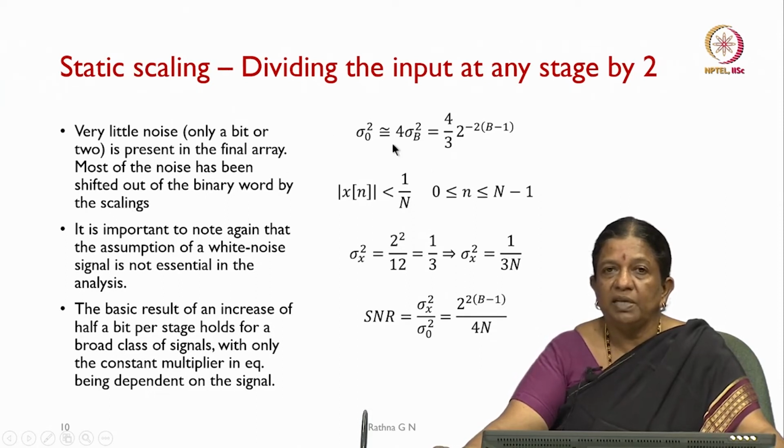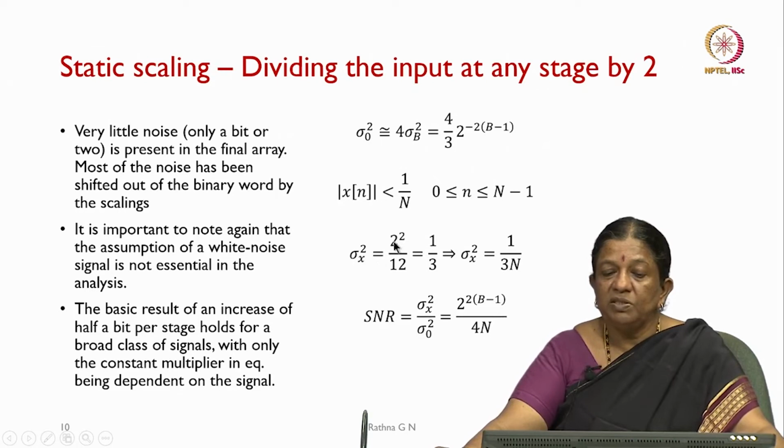So you will see that sigma naught squared is approximately equivalent to 4 into sigma b squared, as we just saw because of the radix-4 butterfly, which is nothing but 4 by 3 into 2 to the power of minus 2 into b minus 1, and we are assuming our norm of x of n is less than 1 by n in this range. Then what happens to our input noise power?